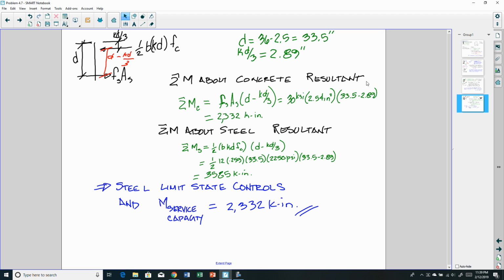So if we take the moment about the concrete resultant at this point, that is equal to our fs times As, that's our force, and then our moment arm is d minus kd over 3. This comes out to be 2,300 kip-inches. If we take the sum of the moments about the steel resultant, we have our compression resultant times the same moment arm. That comes out to be 3,600 kip-inches. So in order to satisfy both of those stress limits, we need to take the minimum moment capacity. The minimum moment capacity here is the one that's controlled by the steel limit, and it is equal to 2,300 kip-inches.